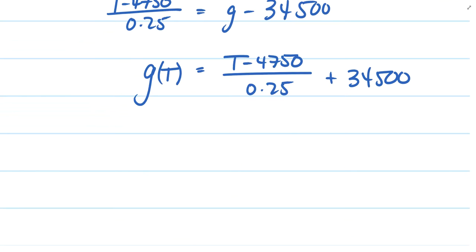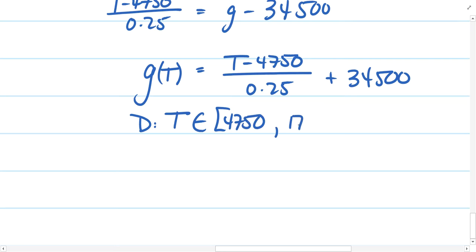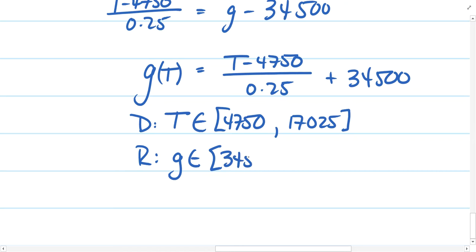So down here, when we start talking about domain, the domain of this function is exactly the range of the prior. So the tax values that are between $4,750 and $17,025, that's our input, T, and now our output, G, our calculated gross income, will simply be the dollar amounts $34,500 and $83,600.